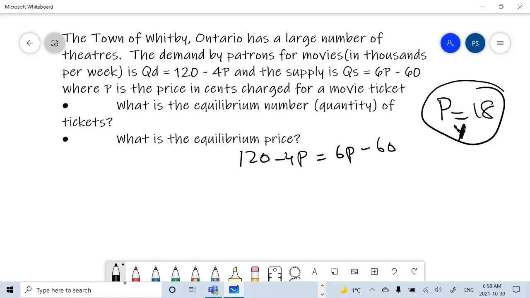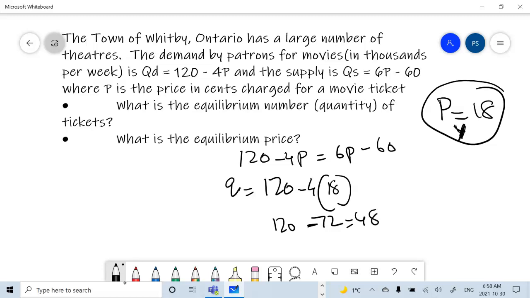So we got Q equals 120 minus 4 bracket. In the place of P, you're going to put the number 18. Then 4 times 18 comes to 72, and 120 minus 72 comes to 48. That's your Q. So we'll put it over here, saying Q equals 48.